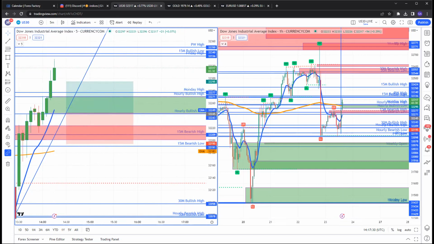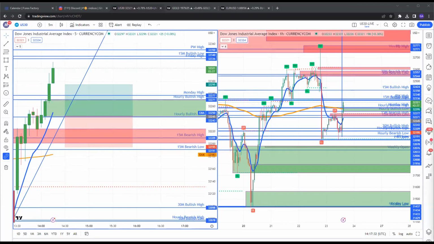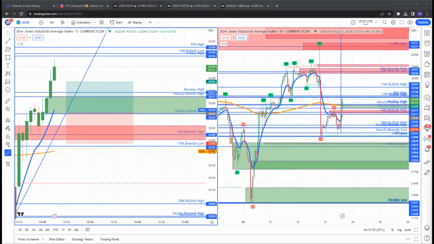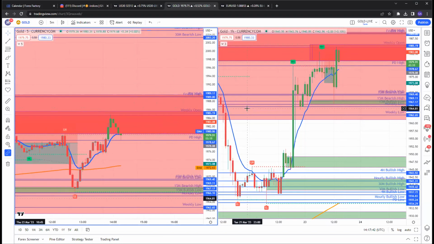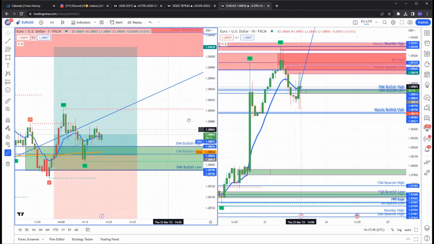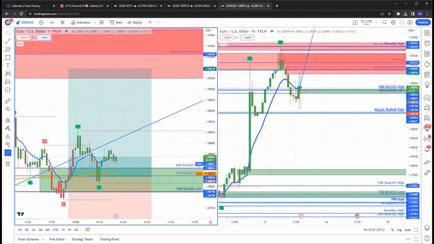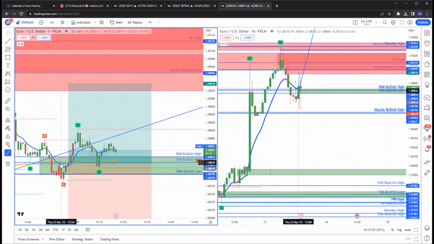So right now, US 30 is definitely bullish. No need to look for any buys. Gold is selling. Let's see. Gold is selling, but it's still in a bullish. You can see the trend is bullish. EU, so this is the only trade we're in. It went up how many pips?